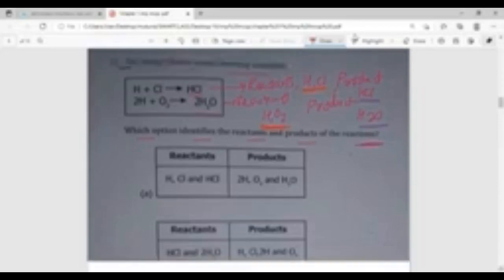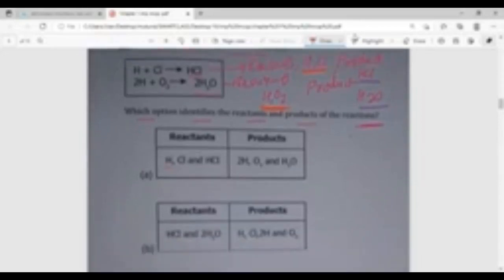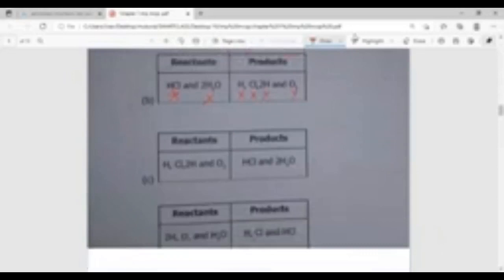Now let's look at this. Option number A. In the reactants we have H and Cl, but HCl is not the reactant. In the products we have HCl and H2O, so H2O is correct, but these two are not the products. Let's move forward. HCl is not the reactant, H2O is not the reactant, and H and Cl are not the reactants. Same way in the reactant section, 2H and O2, yes, these are the reactants, and HCl and H2O are the products. If you look into this, 2H and O2 and H2, H2 is not the reactant and H and Cl are not the products. So option C is the correct answer, my dear students, and this is how we understand.